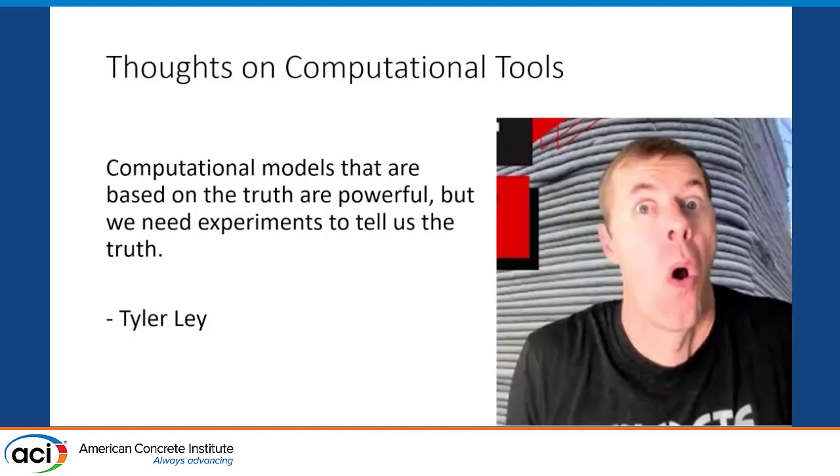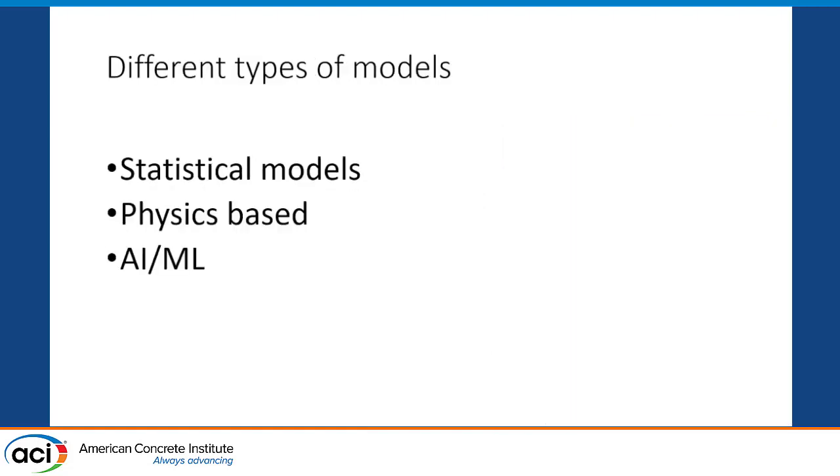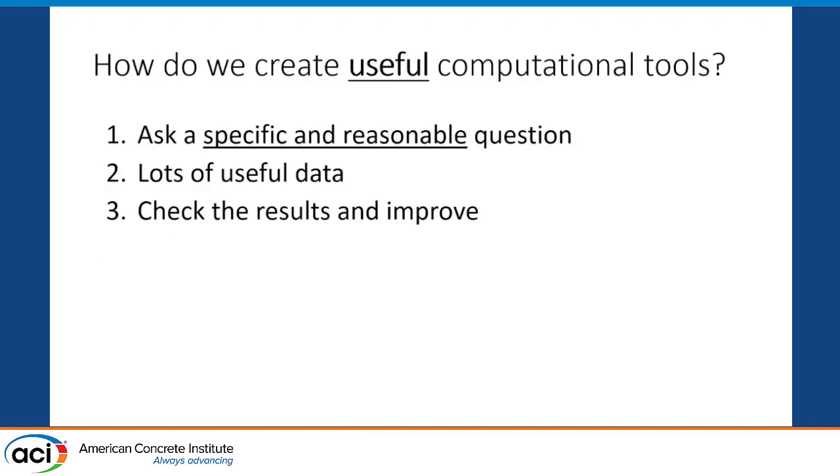And what do I say? I say computational models that are based on the truth are powerful, but we need experiments to tell us the truth. I'm an experimentalist at heart. I do a lot of modeling as well, but I'm an experimentalist at heart, and I work with a lot of people that do modeling. But there are different types of models. You've actually heard all three of them today, and I'll be talking about the bottom two, physics-based and AI machine learning models.